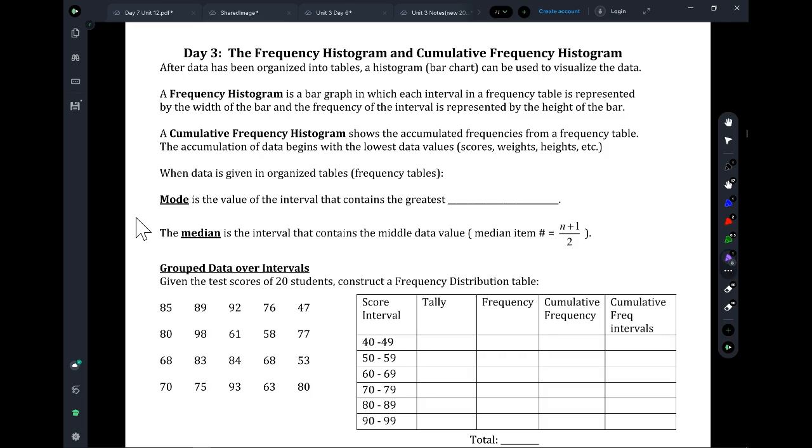When data is given in organized tables, the mode is going to be the one that contains the highest frequency. And the easiest way to find the median when we are given these is to take however many data values there are, add 1 to it, divide it by 2, and that should help you figure out the middle data value. So in this case, if there are 20 students, obviously half of that is 10. So the 10th student score would be our median. If there's an odd number, that's when you have to add 1 and divide by 2.